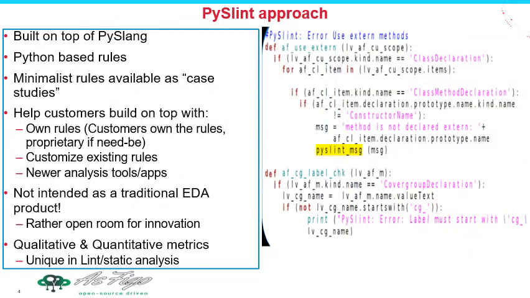So how do we approach it in PySlint? PySlint is the name that we came up with on top of PySlang. So it's built on top of PySlang, Python-based rules, which is what I love about it. On the right-hand side, you see a screenshot of how the devs look. Very, very simple and straightforward.